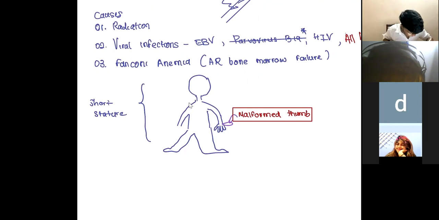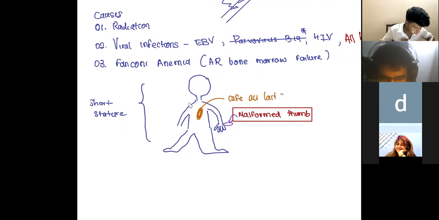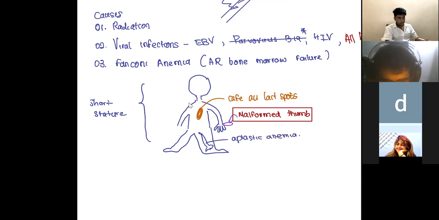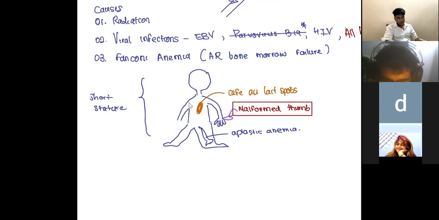Okay. And then you can have these brown spots around the skin. It's called café au lait spots. And aplastic anemia. Just draw this. I will send a flashcard for this later.